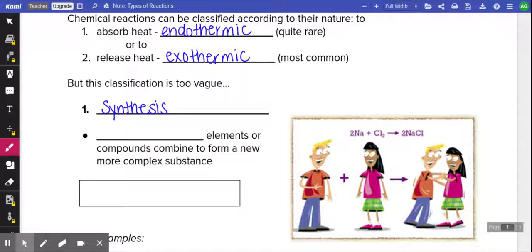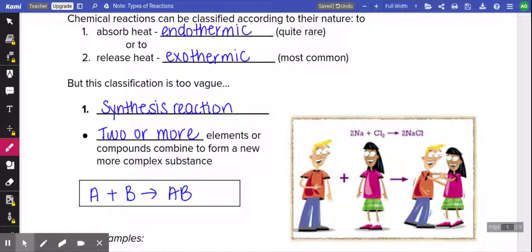Synthesis reactions are classified as reactions where 2 or more substances, and normally here we're talking about elements, 2 or more elements combine to form a new, more complex substance. The general format for this is A plus B gives AB. So here on the side you have Na and Cl. Na and Cl combine to make NaCl.